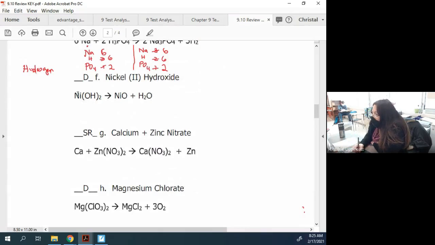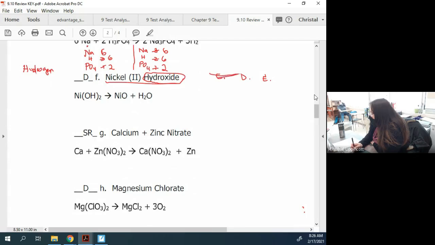The next one is nickel hydroxide. Do you see a plus sign anywhere here? No. If there is no plus sign, that means that we are dealing with a decomposition reaction. If this isn't an element here, then it's one of those special cases, either C, which is chlorates, D, which is carbonates, or E, which is hydroxides. So this is a hydroxide here. So we are going to look and see what E says on our reaction type sheet.